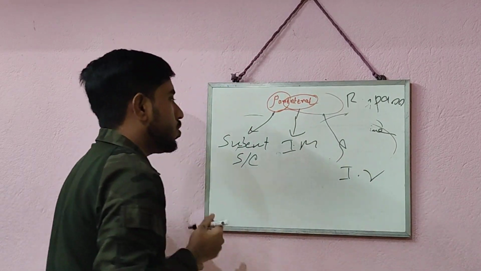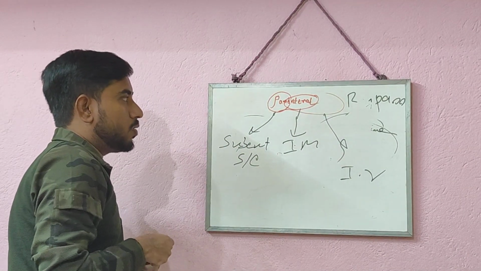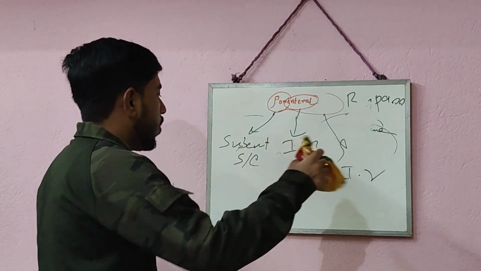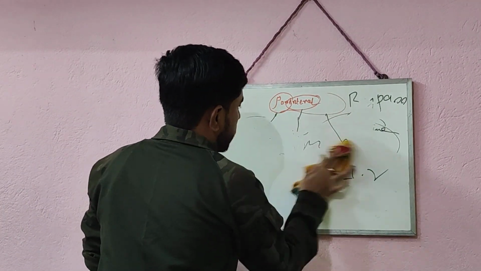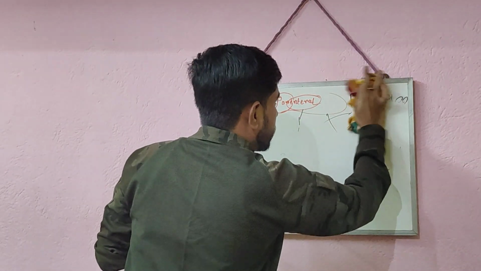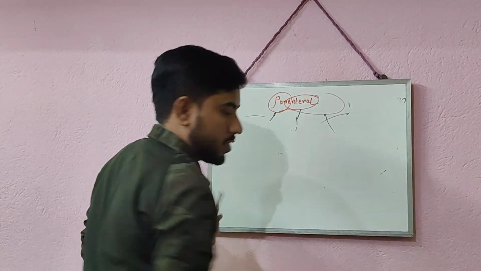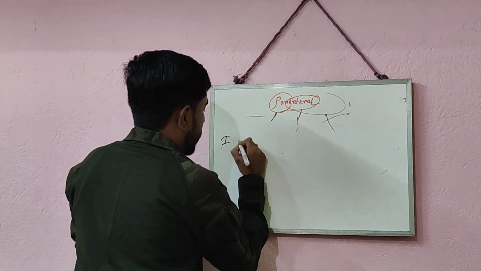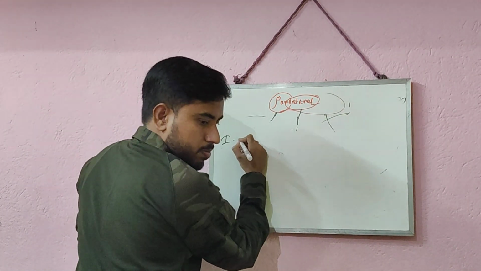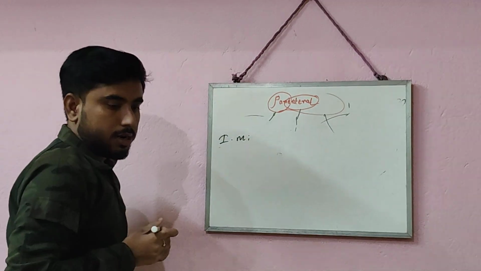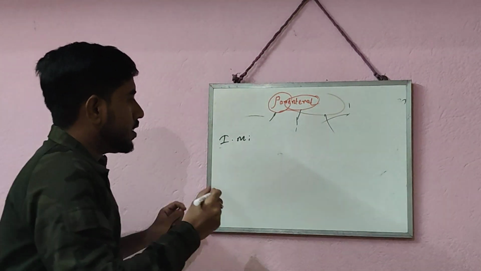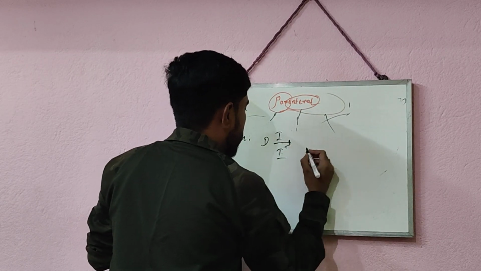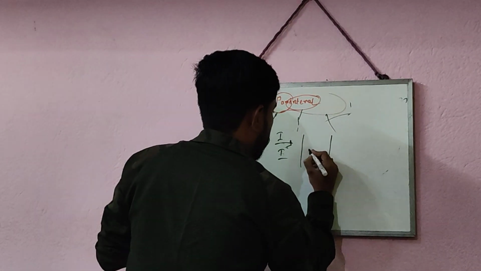Those three are the most important and most usable routes of administration for parenteral drugs. So now we will discuss one by one all the routes included in parenteral. The first thing we will discuss is intramuscular. In that, we inject the drug or infuse the drug into the muscle.